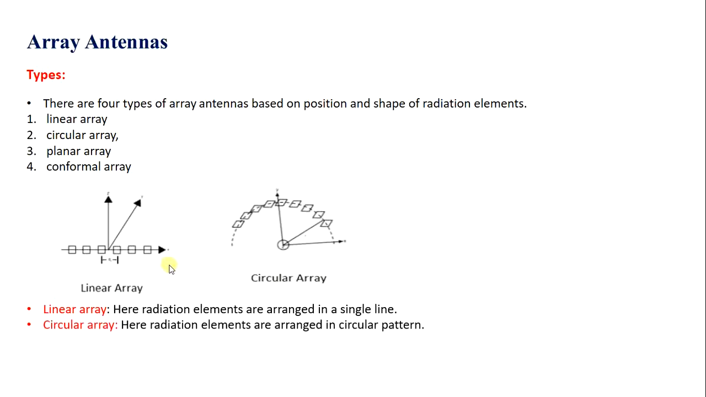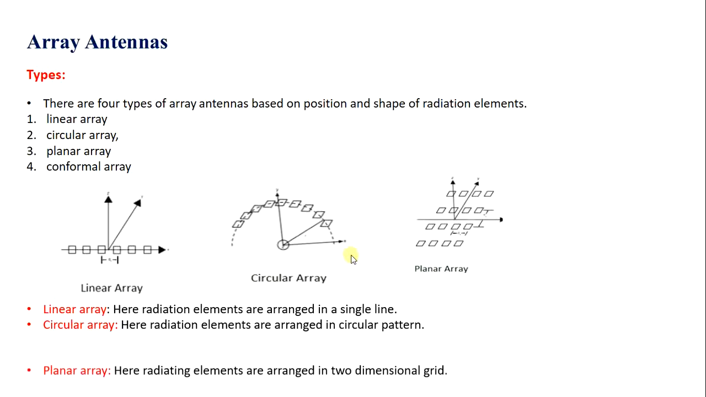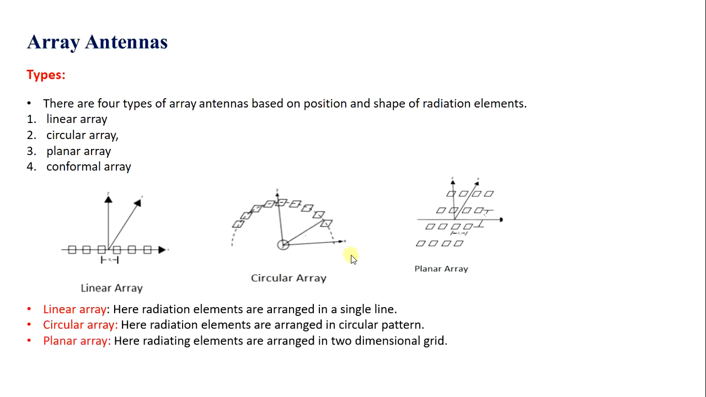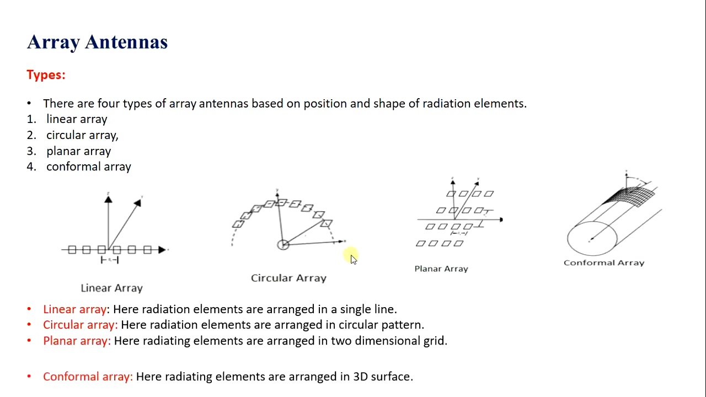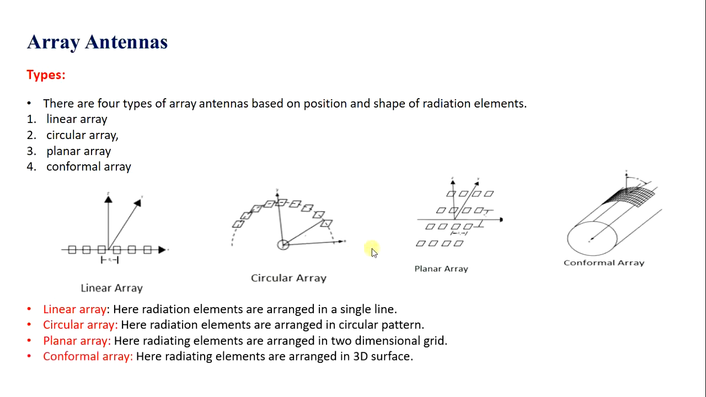Second type is the circular array. Here the radiating elements are arranged in a circular pattern as you can see here. Third one is the planar array. Here the radiating elements are arranged in a two-dimensional grid. And the last one is the conformal array. Here the radiating elements are arranged on a 3D surface as you can see in this last figure.